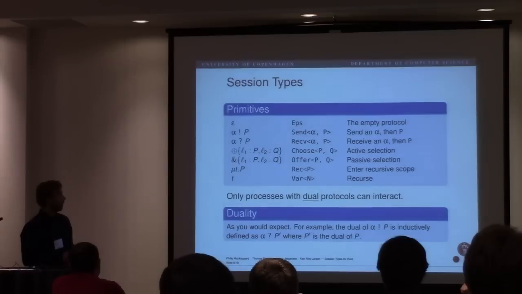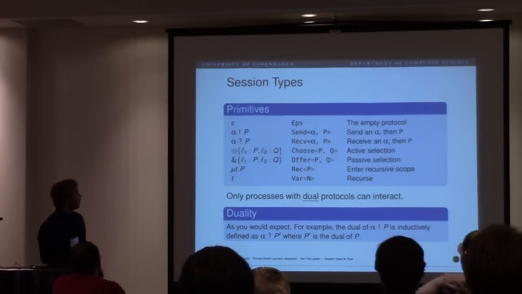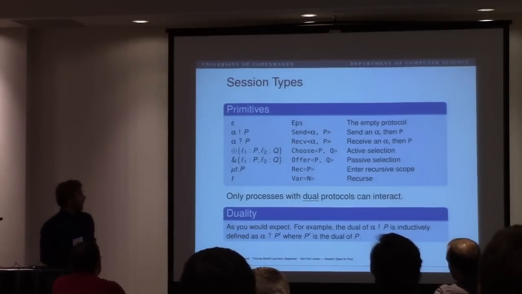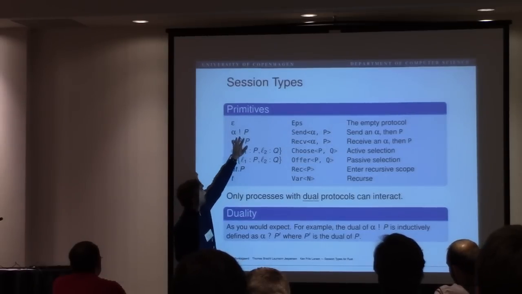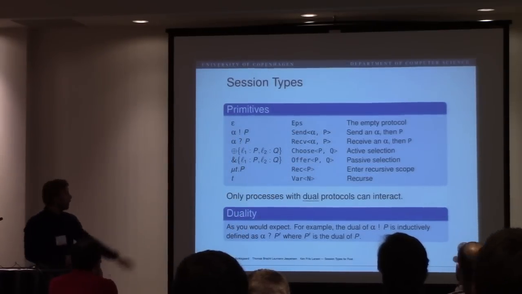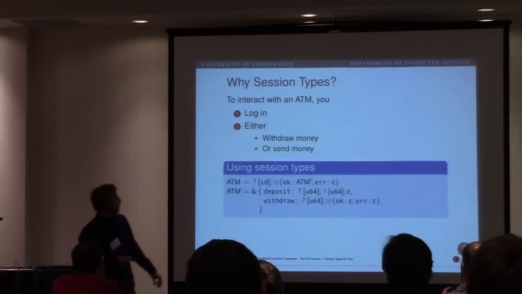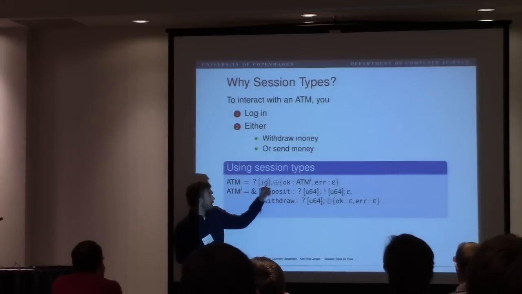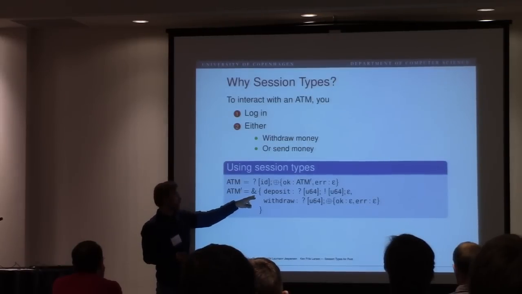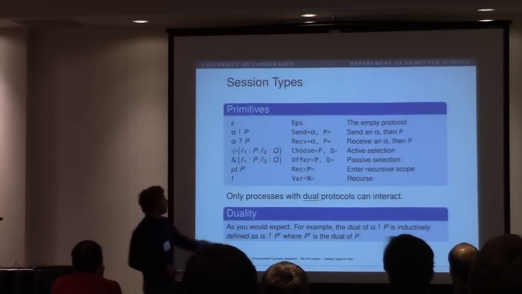We've tried to model this in Rust, and we do that using these type constructs. From before, we have the epsilon, which is the empty protocol, meaning the communication session has ended. Then we have the send up here, which is send something of type alpha and then continue with protocol P, and you have the corresponding Rust type over there. You have the receive, and you have active and passive selection. As we saw on the previous slide, the ATM actually chooses whether or not the credentials are valid, so this is an active selection. But then it's up to the user, the client, to choose whether he or she wants to deposit or withdraw money, so this is a passive selection. We call those choose and offer.